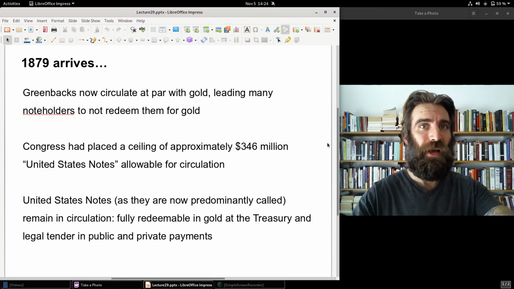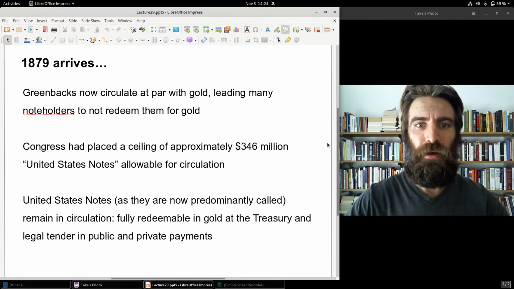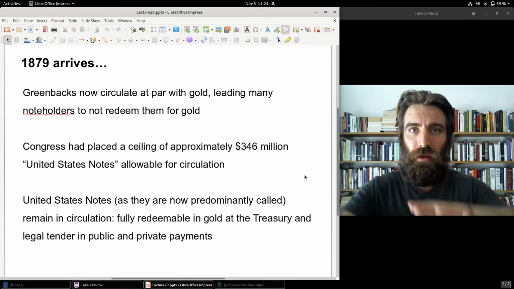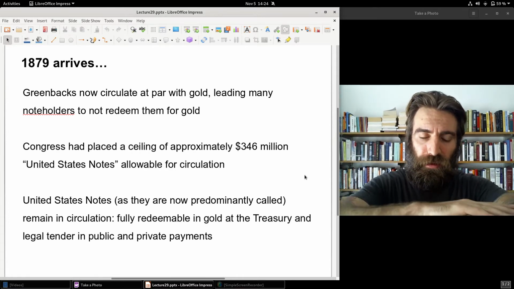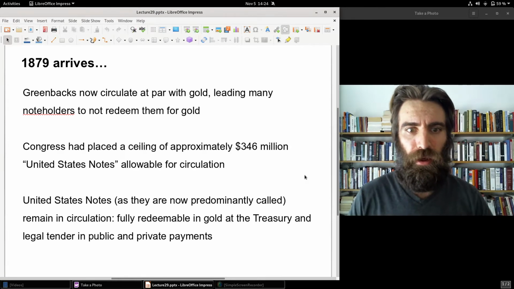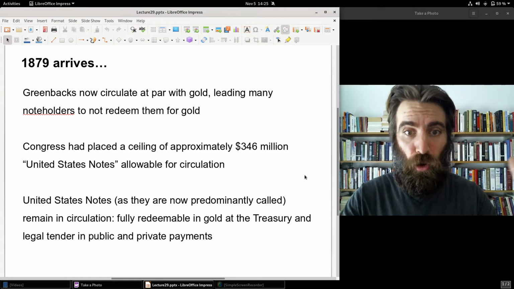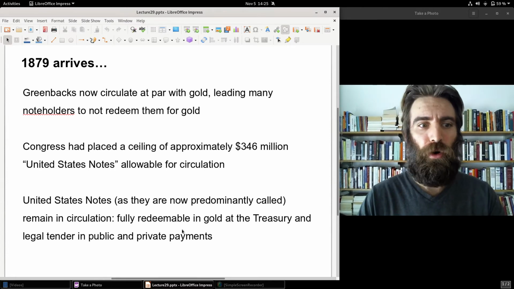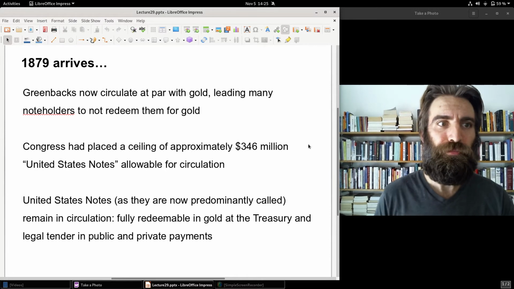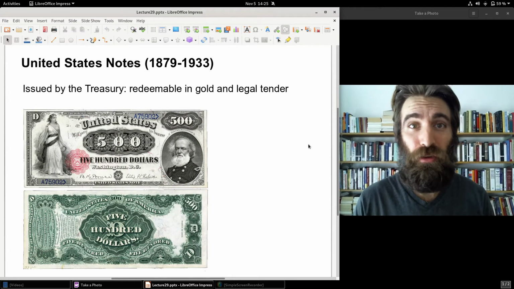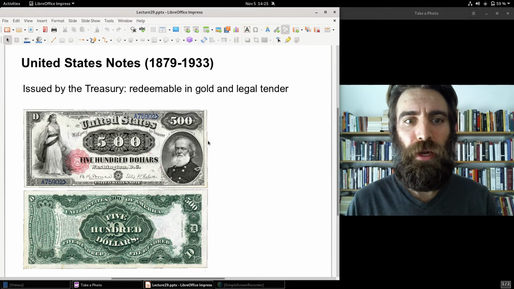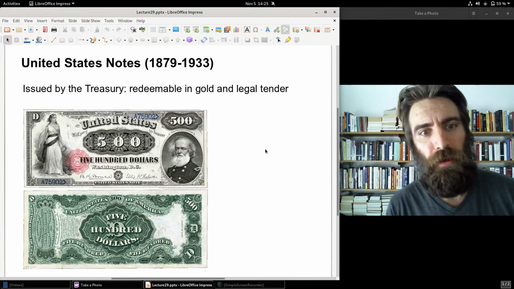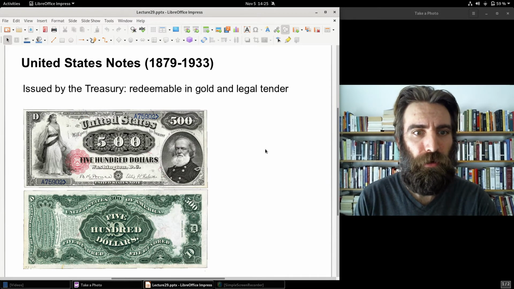Congress placed a ceiling on it, said you can't go beyond this amount. And the amount was, at first, $300 million, and then it bumped up to $346 million. So that's the ceiling. Can't go beyond that. But the Treasury did go up to that. And so these United States notes were in circulation, fully redeemable in gold, and legal tender. And so these continued through 1933. They never go more than 340 million. And so that ceiling prevents them from being a common currency, but they are still there nevertheless.